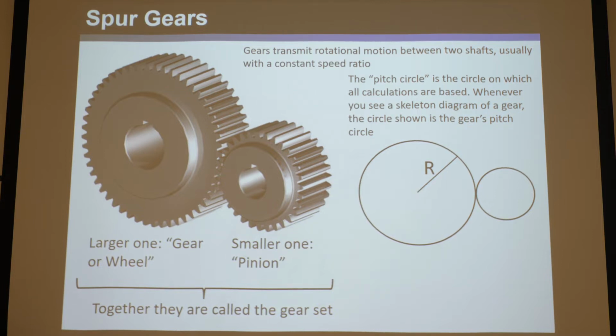And anytime you see a skeleton diagram of gears, you can just assume that it is the pitch circle's radius that's shown and drawn, because it doesn't make sense to draw any other kind of circle when you're talking about a gear set. Okay, so you're probably asking, well, what is the pitch circle? Well, it's actually a little tricky, so it's going to take a little bit in the lecture to explain what it is. But it's basically the master circle off of which all calculations are based. Okay.